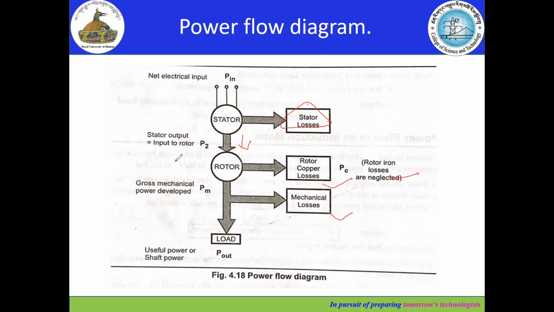After that, the remaining part of the rotor power is converted into mechanical power, which is also known as the gross mechanical power, denoted by PM. During this mechanical transmission, there are mechanical losses. And finally, the power is delivered to the load. And these are the losses that occur when the power flows. Now, moving to the next, my friend Tulasa will be explaining the efficiency in induction motor. Thank you.